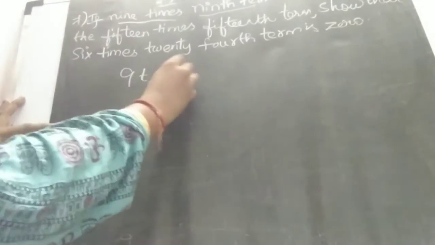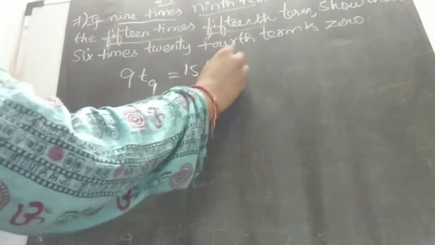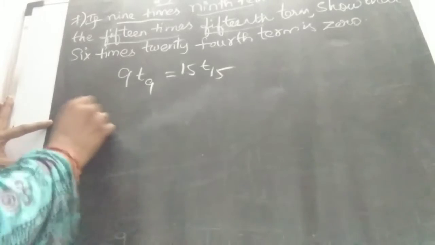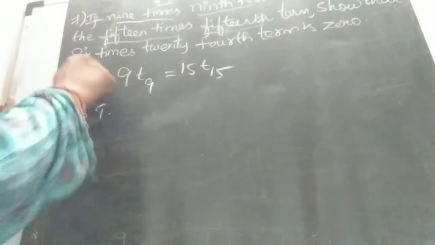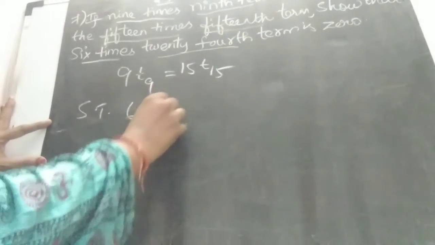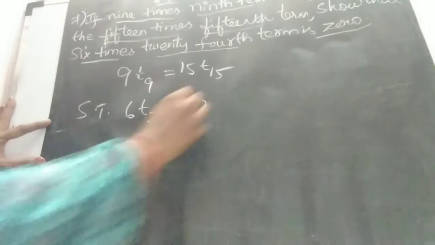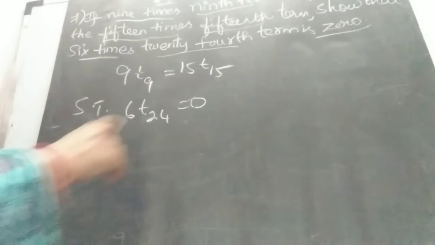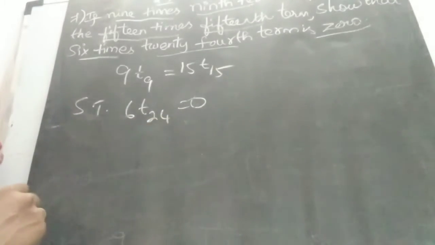Let's see your next sum, 2.5, seventh sum. If 9 times the ninth term is equal to 15 times the 15th term, that is 9 times T9 is equal to 15 times T15, you have to prove that 6 times the 24th term, T24, is 0. That is what you are going to prove.